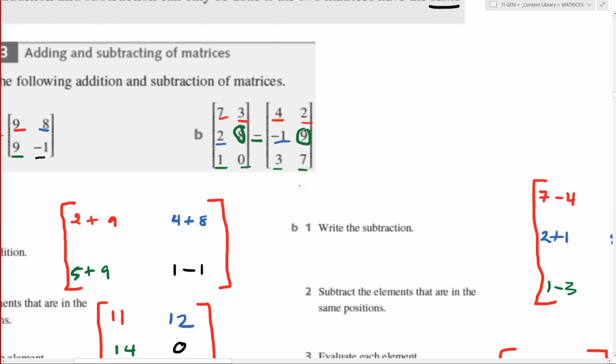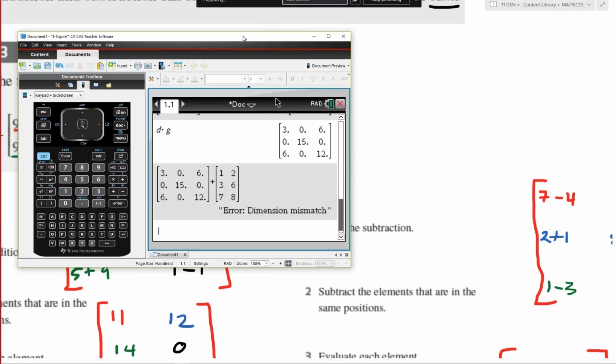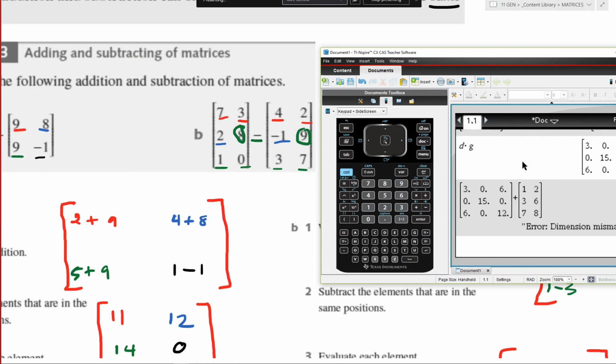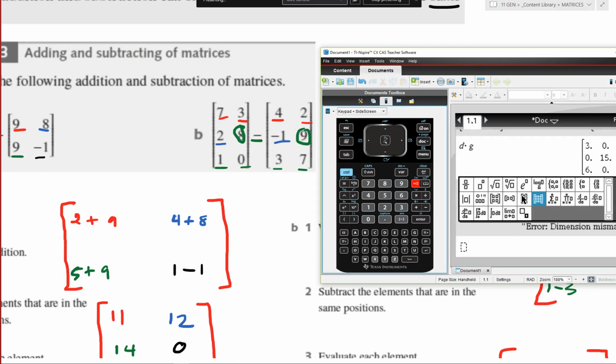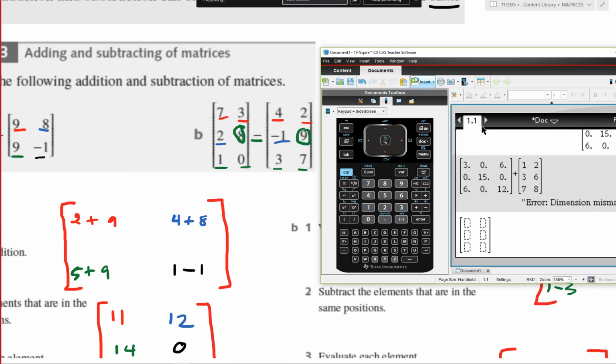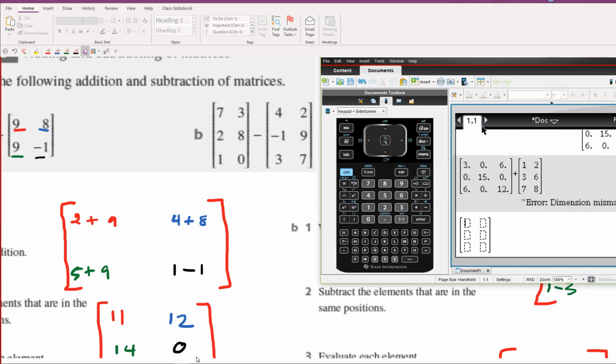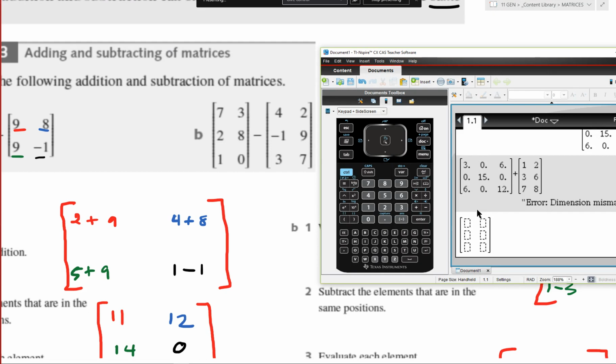Okay, and if you want, let's put that in a calculator, CAS, so we can actually see how it all works out. So real quick, I'll do it like this. I have to make a custom matrix for this. There are 3 rows and 2 columns. Let me rub this out. You can't see anything. Okay, so the first one is 7, 3, 2, 8, 1, 0.